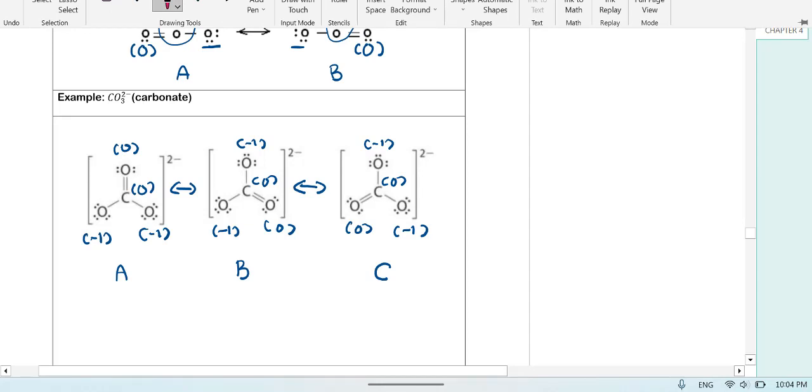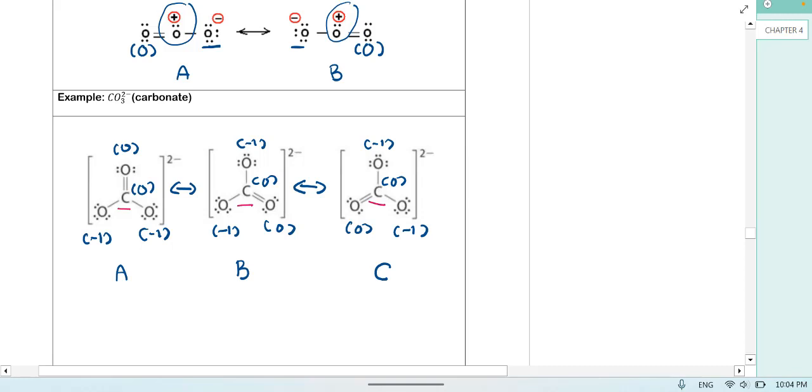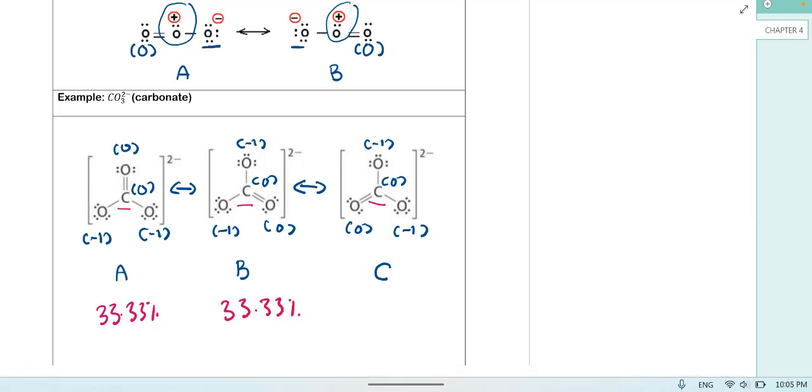Okay, so in terms of formal charges, here are also the same. All the carbon have zero formal charge. And then for structure A, we have two oxygen with formal charge negative 1. Same goes to B, same goes to C. So A, B, C exist equally. If I have a 100% sample, A exists 33.33%, B exists 33.33%, C exists 33.33%. So there is no dominant structure.